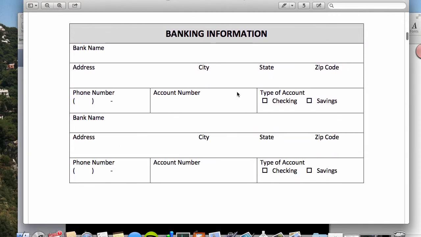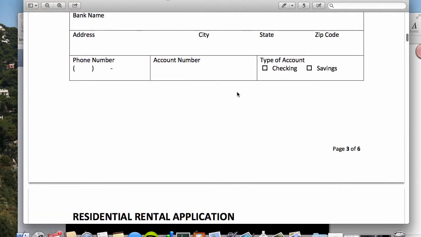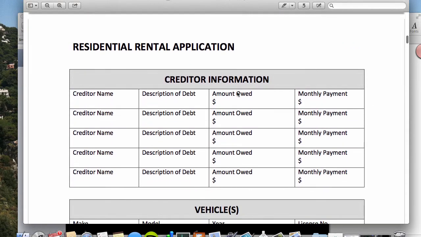Banking information. They're going to be sending you or depositing, however you go about collecting rent, they're going to be doing that monthly. So another thing for you to do is to get their banking information. Find out what type of accounts they have, where that money is going to be coming from. Is it going to be coming from a checking account? Are they going to be sending you money orders? Are they going to be sending you certified checks? Find that information out ahead of time. You have a right to know that.